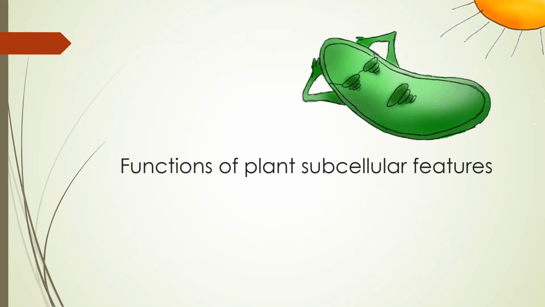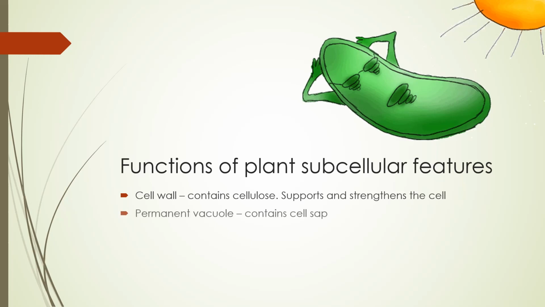Okay, so to remember the function of chloroplast, we have chloroplast bathing in the sun. Okay. The cell wall contains cellulose, supports and strengthens the cell. It's this chemical called cellulose that strengthens it, and plants produce this by using glucose that they make from chemical reactions.